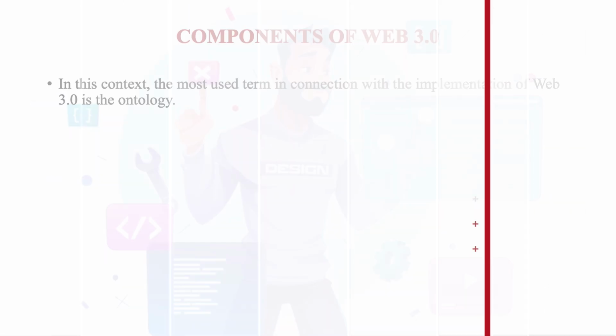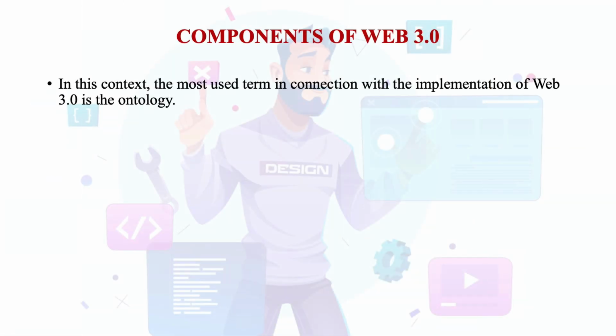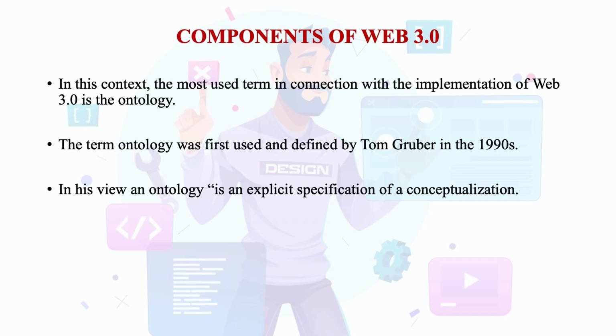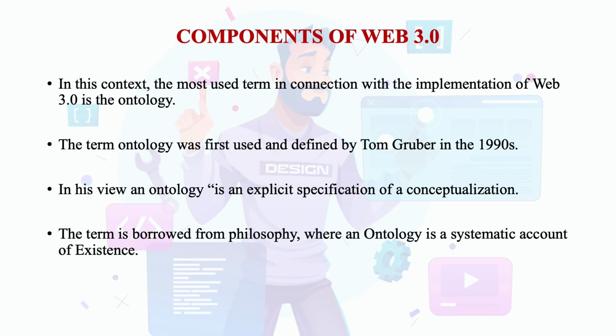One by one we will talk about them, and you can know about the ontology and the RDF. So in this context, the most used term in connection with the implementation of Web 3.0 is the ontology. So what is the ontology? The term ontology was first used and defined by Tom Gruber in the 1990s. In his view, an ontology is an explicit specification of a conceptualization. The term is borrowed from philosophy, where an ontology is a systematic account of existence.